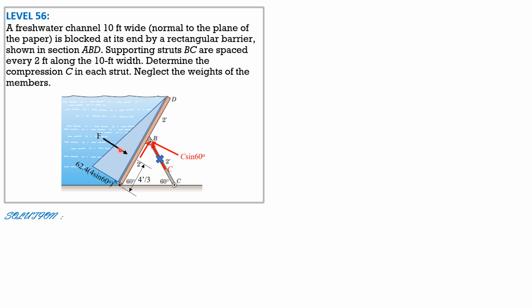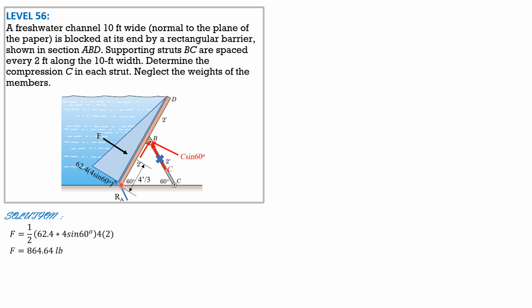But before that, let's solve for F. This is the reaction at A, so our equation is summation of moment, not summation of forces. F is 1/2 of 62.4 times 4 sine 60 times 4 times the perpendicular width of 2 feet. That's the volume, and the volume of this pressure diagram is this force here. So F is equal to 864.64 pounds.